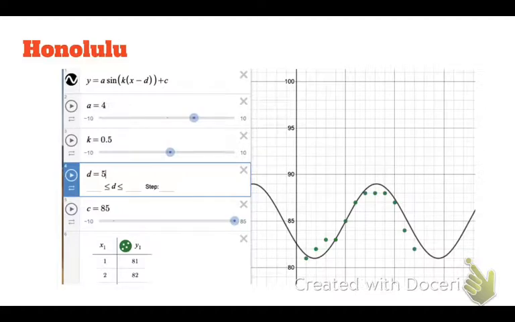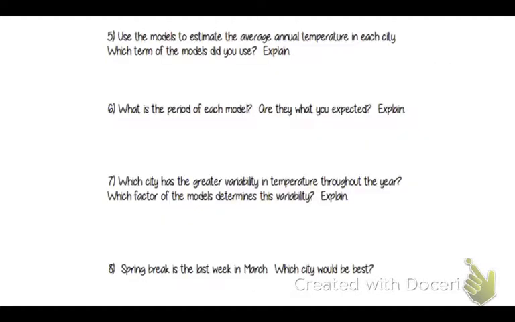If we go back here to these questions that they're asking, so we had our models to estimate average temperature. And again, your average temperature is going to be at the midline. The period of each model should be 12. So if you go back and calculate that, again, because we should see the same repetition in 12 months for temperature once we repeat January to January. Variability, you're going to look at variability in your amplitude, right? So distance from minimum to maximum value would be how you would answer question number 7. And then number 8 is going to be kind of up to you.